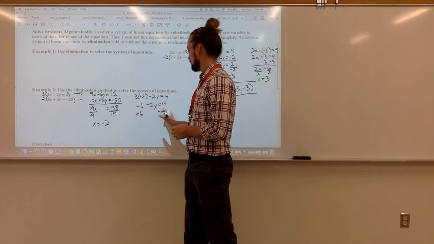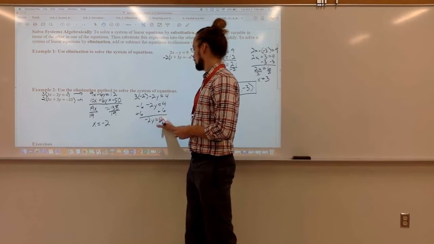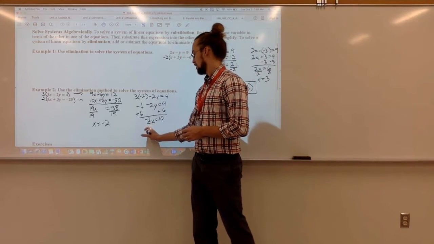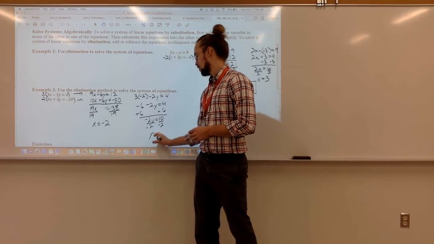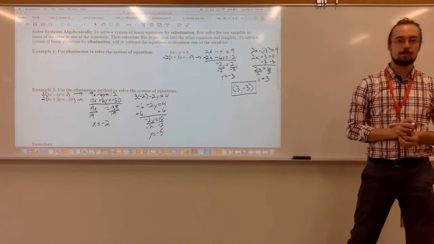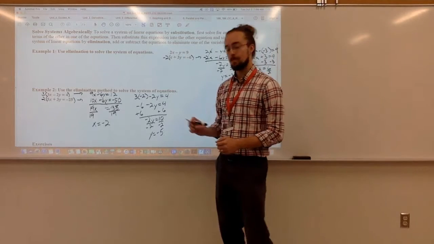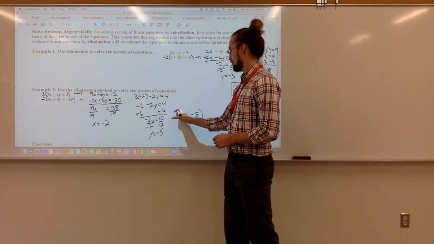Add that 6 over. Negative 2y equals 10. Divide both sides by negative 2. We get y equals negative 5. So what's my final answer? Coordinate point, negative 2, negative 5.